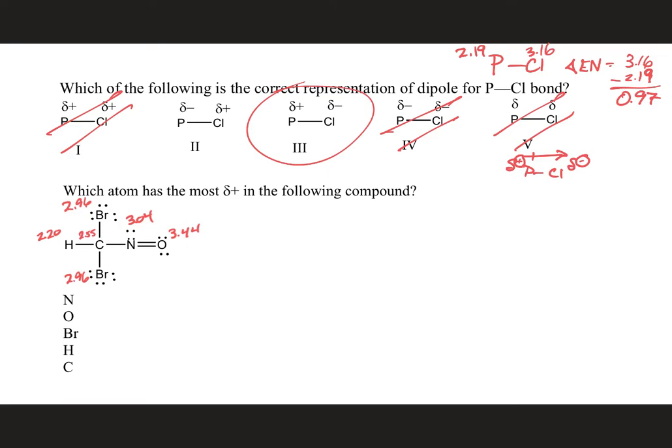The oxygen is the most electronegative one in here, so it's not the oxygen either. So we could cancel those out. But we do have a carbon giving up electrons to the bromine above and below it, and to the nitrogen to its right. I shouldn't have deleted that. There we go. So the answer is carbon.